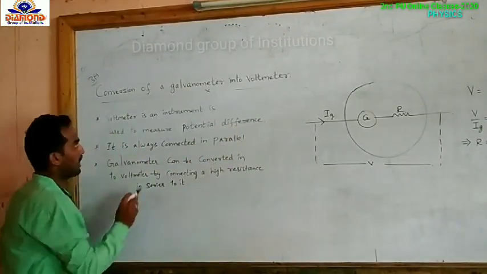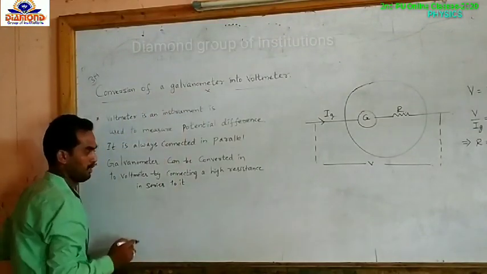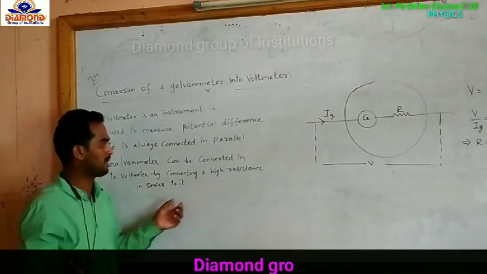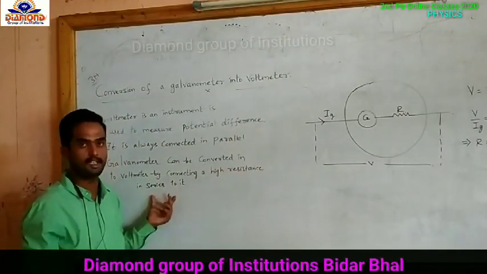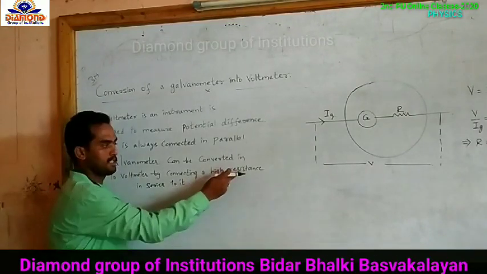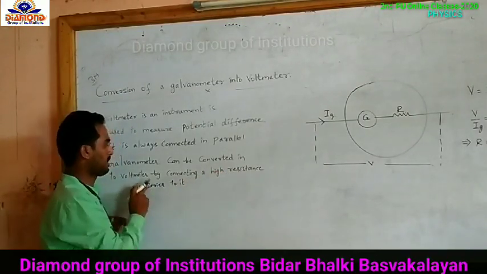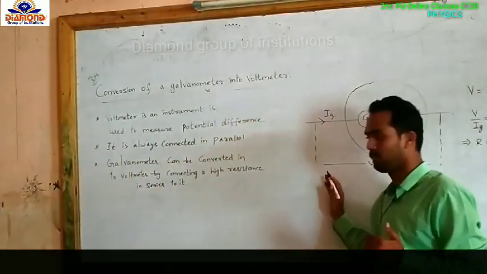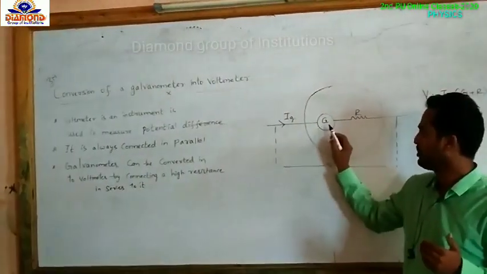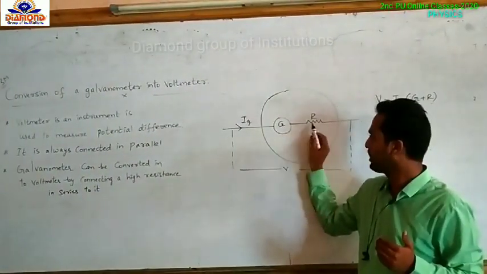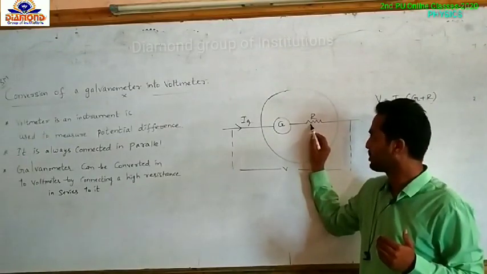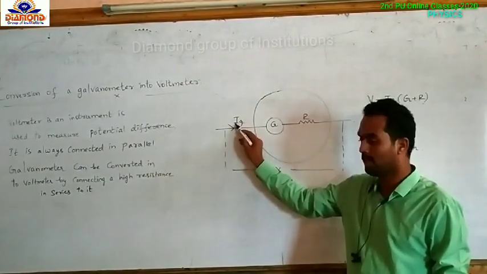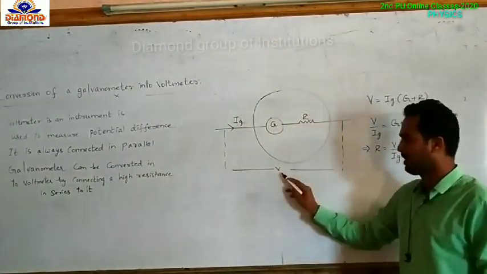Now we are converting a galvanometer into a voltmeter. To do so, we take a high resistance value and connect it in series with the galvanometer. See the figure here: G is the galvanometer, and we have taken a resistance, with the circuit symbol of a resistance. The resistance is R, and the current is Ig. We want V, the potential difference.